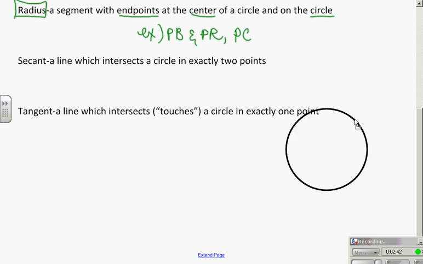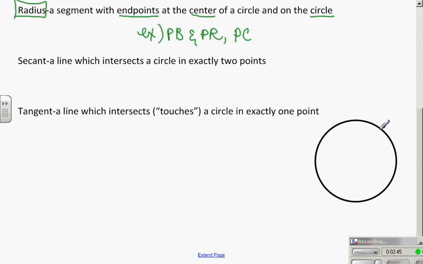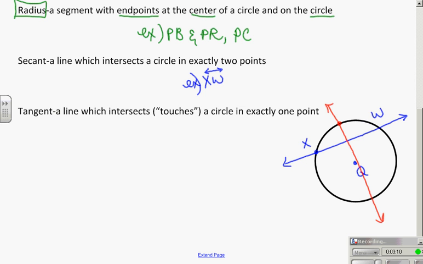Now a secant and a tangent are two new terms for circles, and they're going to be very important as we go through. A secant is a line which intersects a circle in exactly 2 points. So if I have circle Q there, a secant line cuts through like this. And remember our notations for a line. Or a secant line could cut through the center of the circle like that.